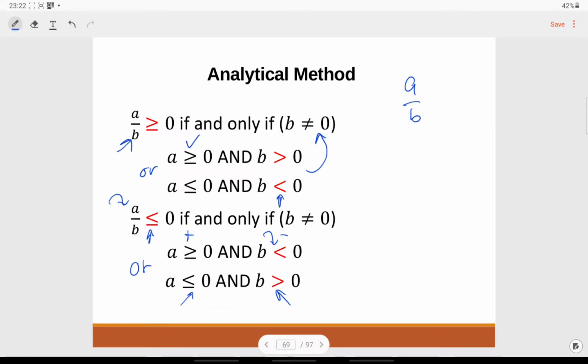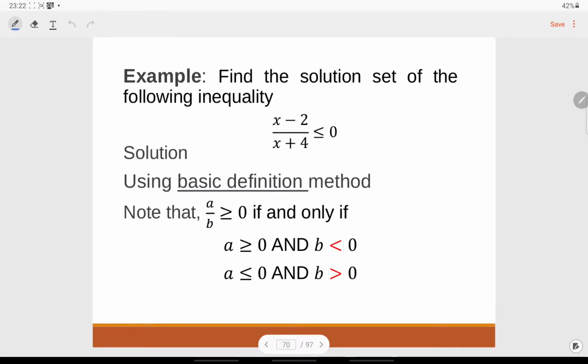Okay, we consider the following example. Find the solution set of the following inequality. We have the ratio inequality x minus 2 over x plus 4 less than or equal to 0. We can solve this problem using three different methods. We start with the basic definition method. We consider the following case: A over B is less than or equal to 0 if and only if A is greater than or equal to 0 and B is less than 0. That means different signs.